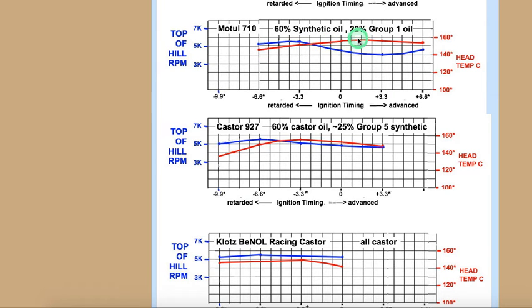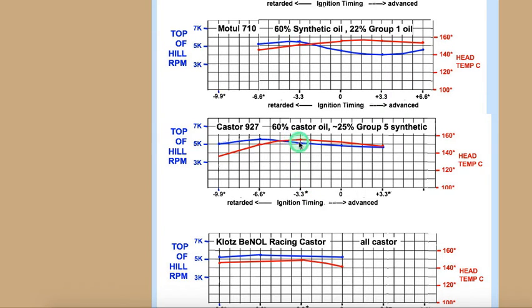This is the head temperature, okay? I was using my infrared sensor aiming at the base of the spark plug on each of these runs, and you can see if you're too advanced using Motul 710, you're way up here in temperature when you could be way down here. What does that mean? That means you're more likely to seize.